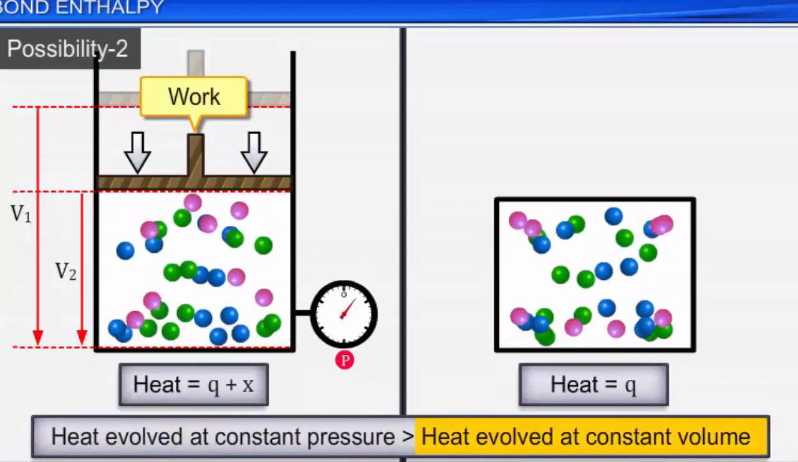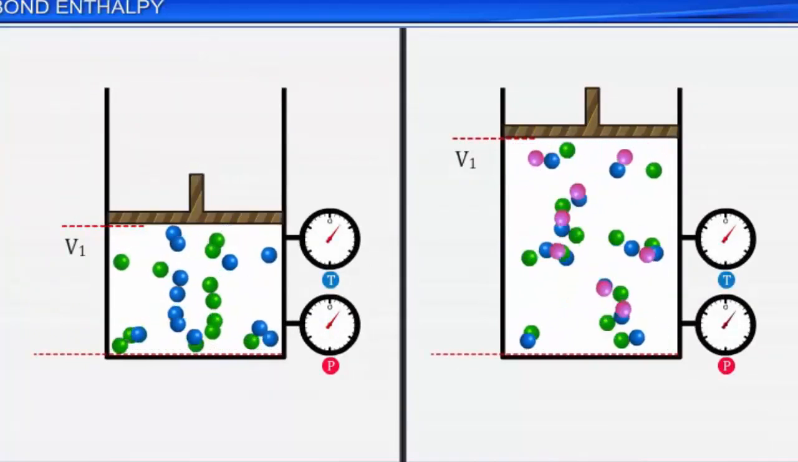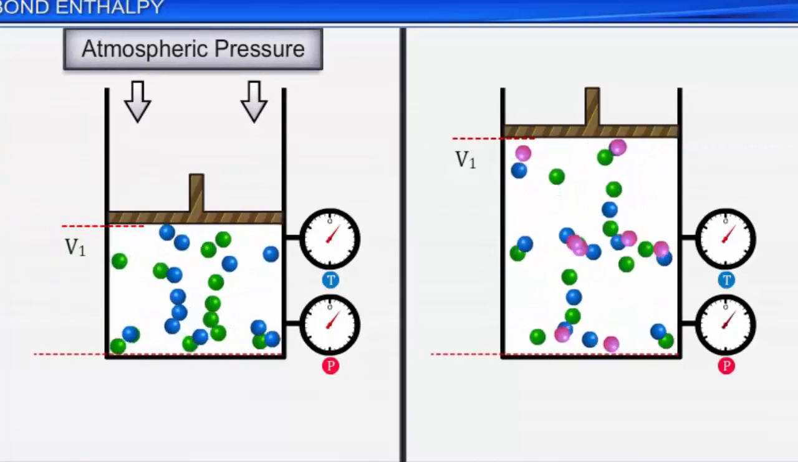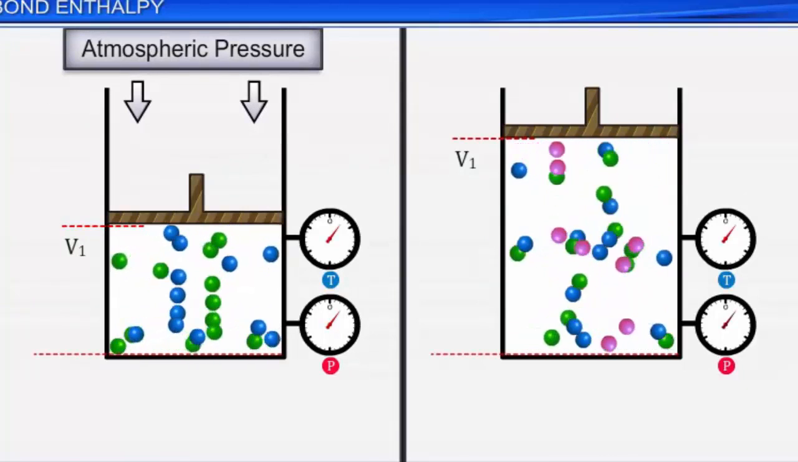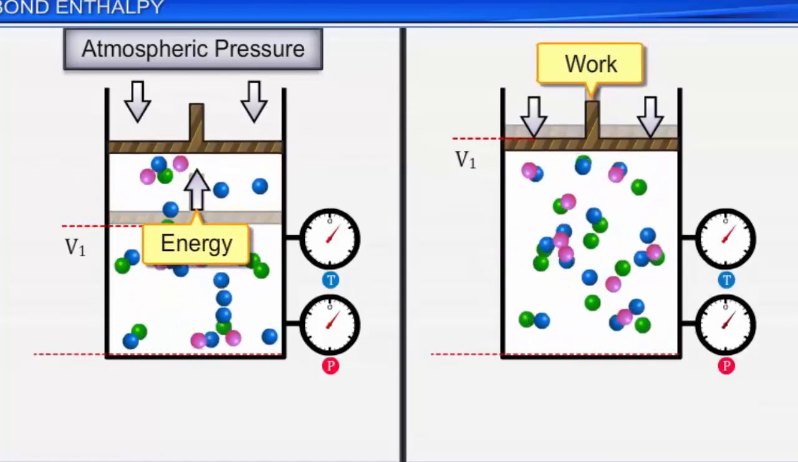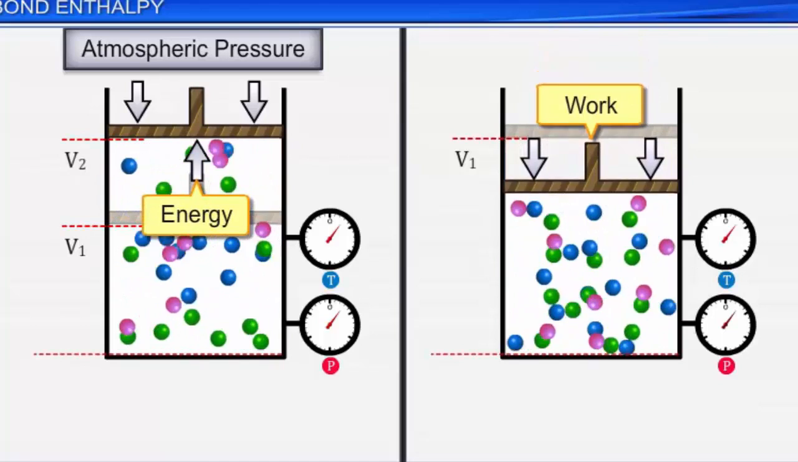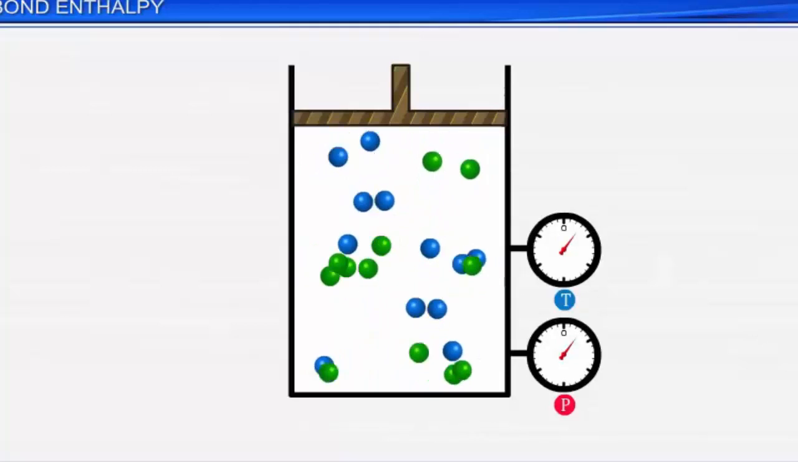Thus, it can be concluded that heat changes occurring at constant pressure and temperature are not only due to change in internal energy but also due to expansion or contraction against the atmospheric pressure. Hence, the scientists felt the need to study the heat changes at constant pressure and temperature.